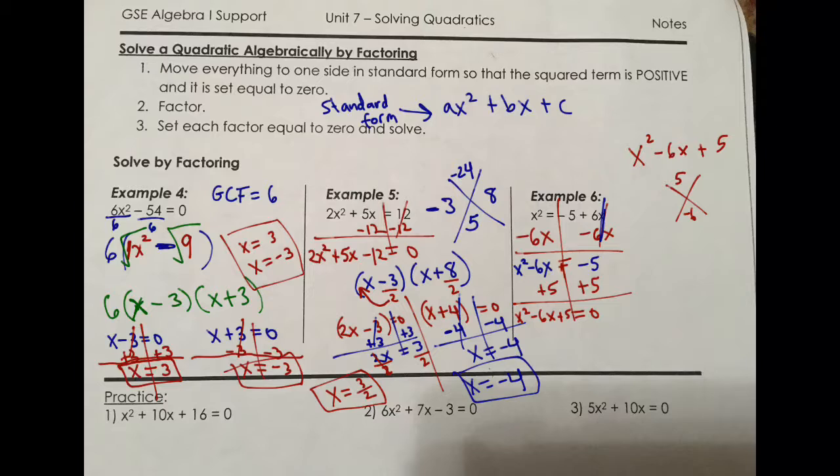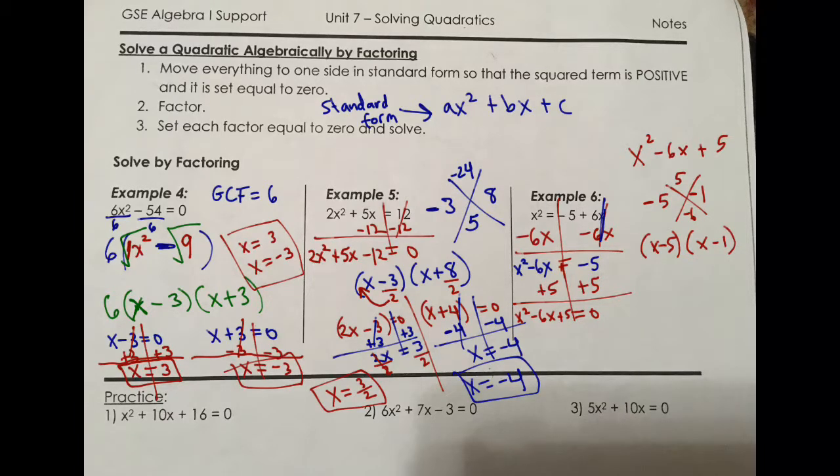We need two numbers that multiply to give you 5 and add or combine to give you a negative 6. That would be a 5 and a 1. 5 times 1 is 5, but 5 plus 1 is not negative 6. So we change our signs to negative 5 and negative 1. That now works. We have our factors of x minus 5 and x minus 1.